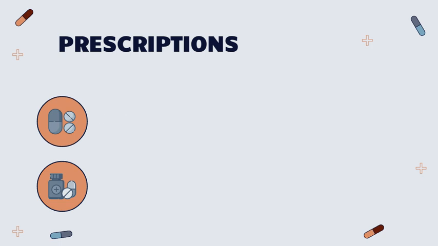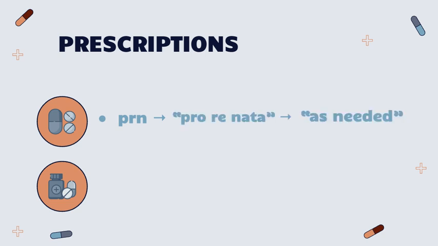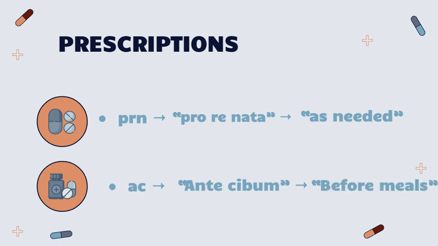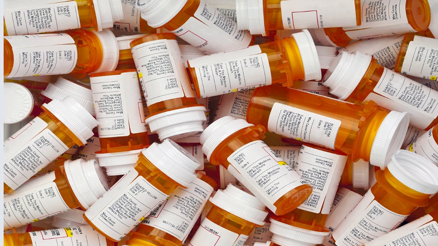Let's break down a few more examples. PRN is an abbreviation for pro renata, which means as needed. Finally, AC is an abbreviation for antecipum, which means before meals. As you can see, Latin phrases are incorporated into many aspects of prescriptions from doctors and help patients to know when they are to take their medication in order to get better.